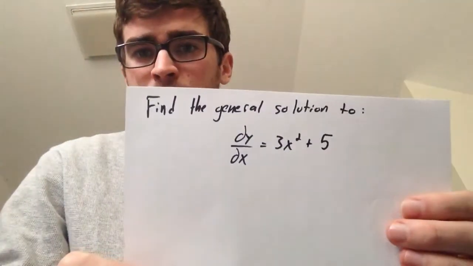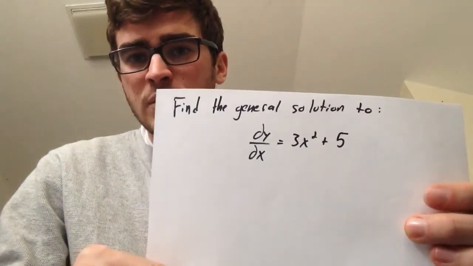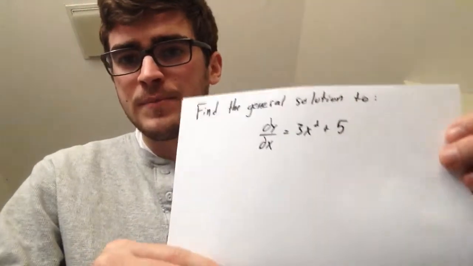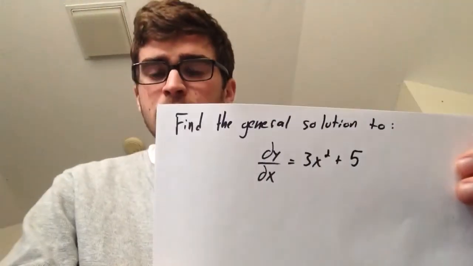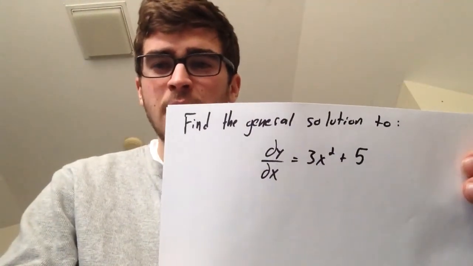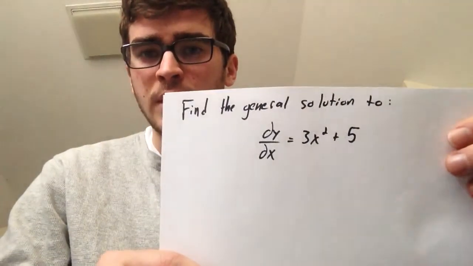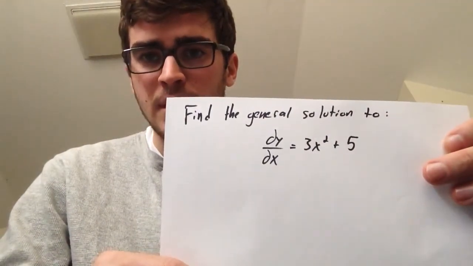Find the general solution to dy over dx is equal to 3x squared plus 5. So this is a rather simple differential equation, and we're going to solve it in about 4 or so steps. But let's first take a look at what this equation means exactly.